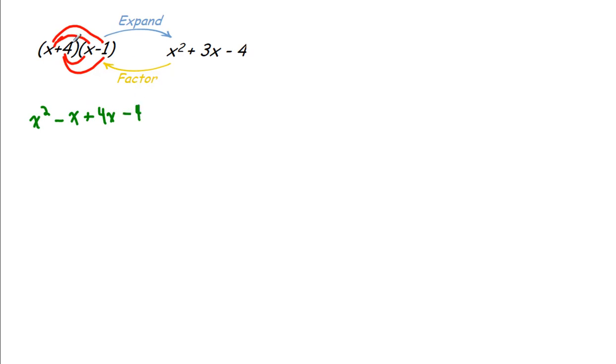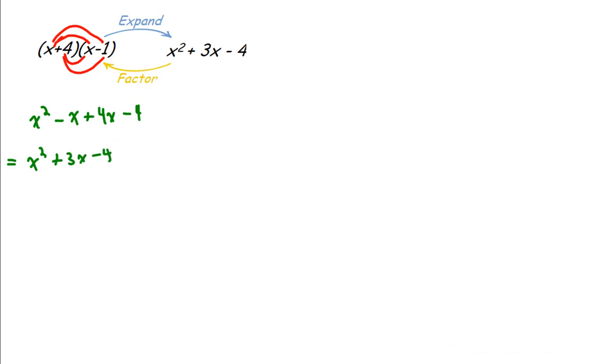Now you'll notice I multiplied the 4 and the -1, and that gave me the number on the end here. The stuff in the middle are like terms, so I'm going to collect my like terms. So I've got x squared. I'm going to combine them, add those together. I've got -x and plus 4x. That leaves me with positive 3x minus 4.